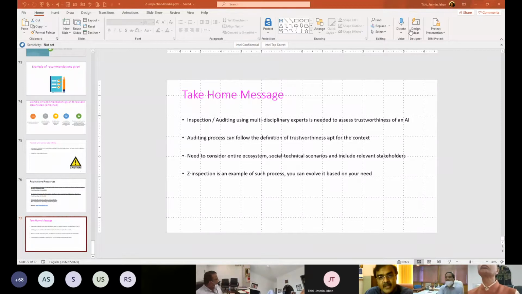Ma'am, you have covered various aspects like requirements of a trustworthy AI, inspection and auditing, third-party auditing, and the attributes of AI, socio-technical scenarios in AI. And to sum it up, you have beautifully explained through an illustration case study, AI for predicting cardiovascular risk.